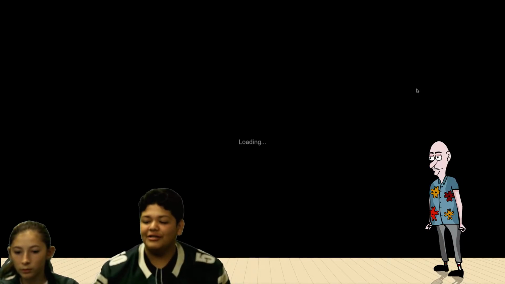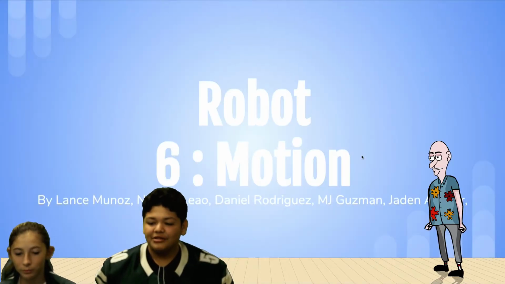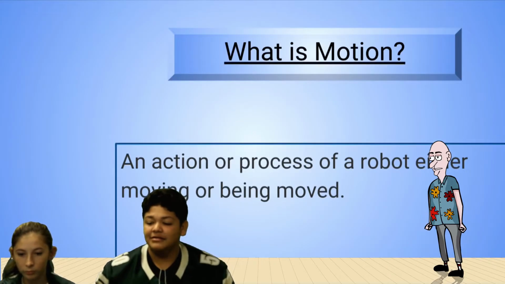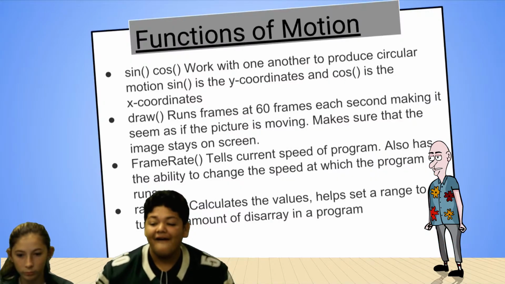All right, our project was Robot 6 and 7. It was made by Lance, Nathan, MJ, and Jaden. You may ask, what is motion? Motion is an action or a process of a robot moving. Functions of motion.